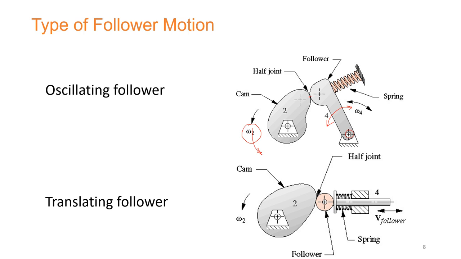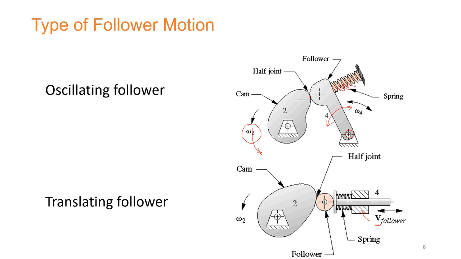In order to make sure that the follower is going to have contact made all the time when the cam rotates, there is this spring added to it. So that's for the assurance that this follower is going to have the contact made all the time. And in the case of the translating follower, the angular velocity is not important, but the linear velocity is important, and that's also because we have constrained the motion of the follower by using these bearing surfaces engaged over there. And in order to ensure that the roller always has contact with the cam profile, you can see a spring housed over here.